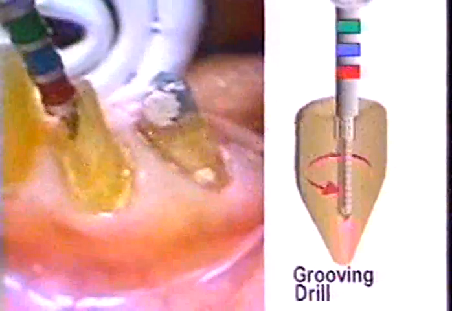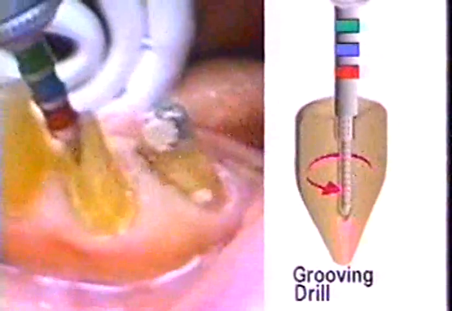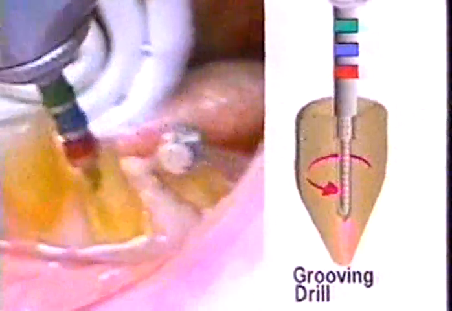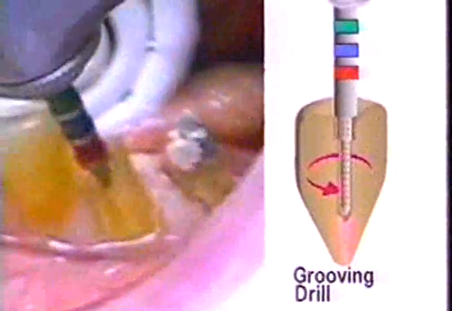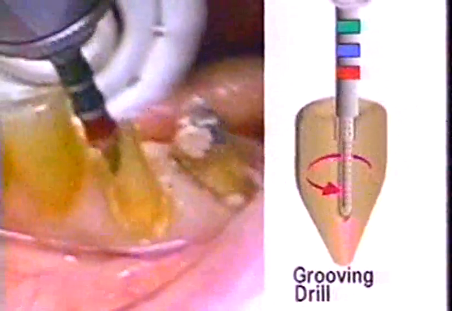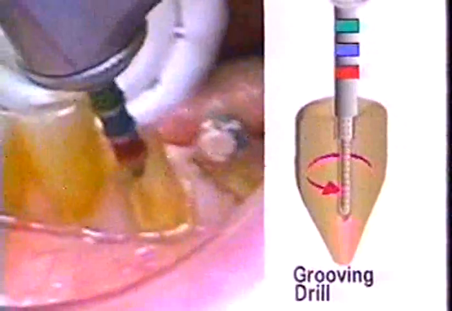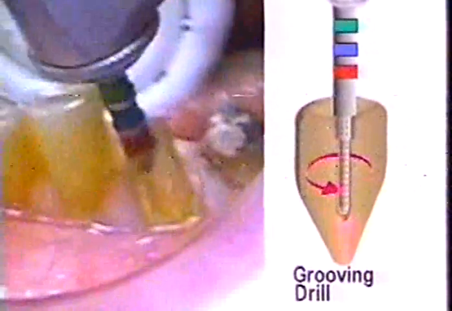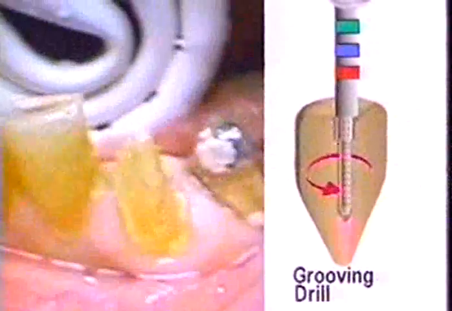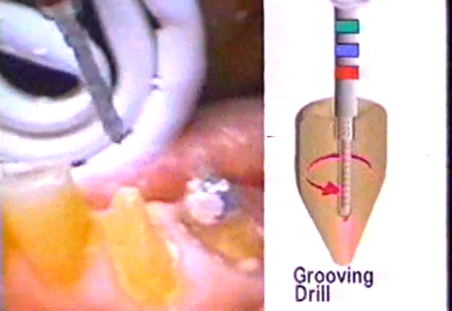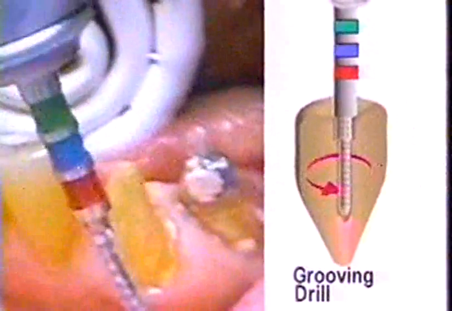The appropriate grooving drill is selected for the size post that was used. The yellow drill for the yellow post and the red, blue, or green drill for the red, blue, or green size posts. The grooving drill is inserted into the canal and then pushed against the canal wall and rotated in a circumferential manner. The drill will create retention grooves in the canal wall for the cement. This will greatly increase the overall retention of the post.